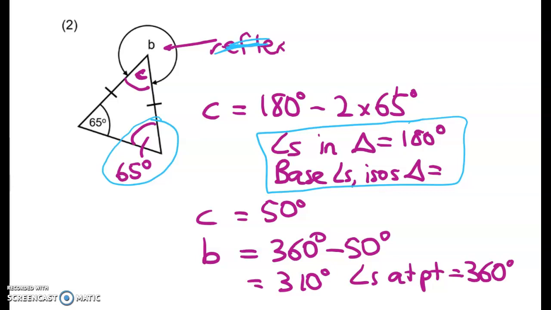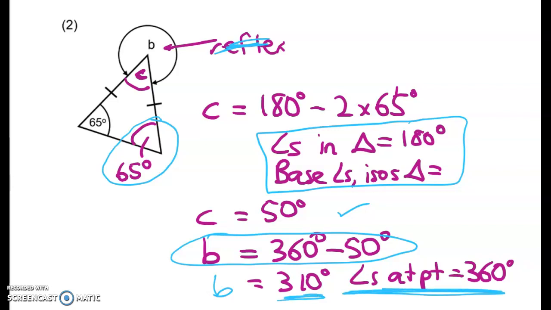You don't have to write this line down here. Okay, so you can say, I think it's fine to say that C is 50, and then to say that B is equal to 310, because the angles at a point are equal to 360.